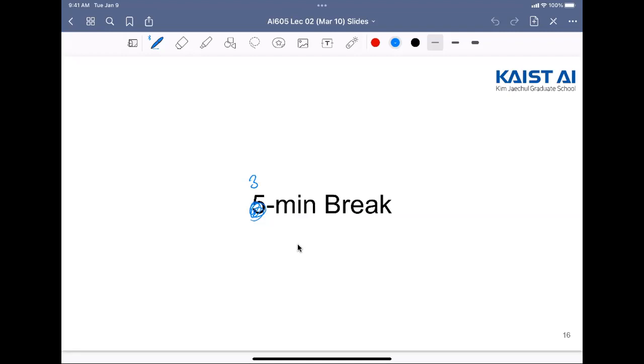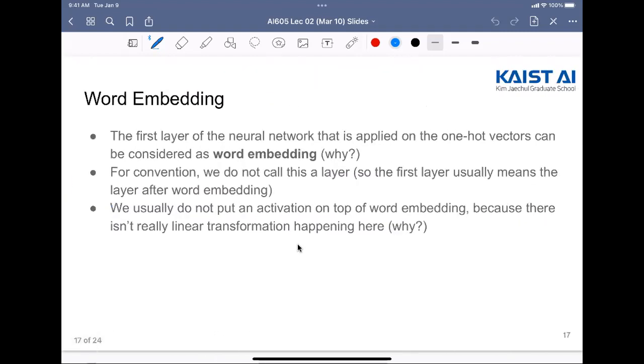All right, so let's get started with the second part. Okay, so you might have been wondering, okay, that's great, but you have heard of something called word embedding. Where is it coming in? Where is it in the model?